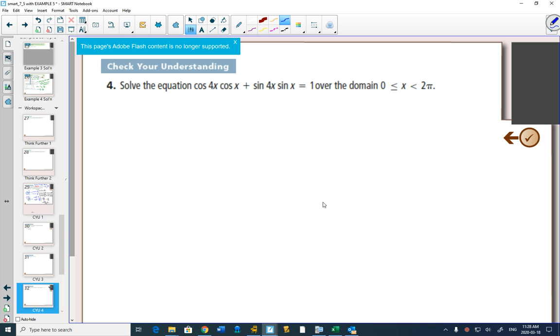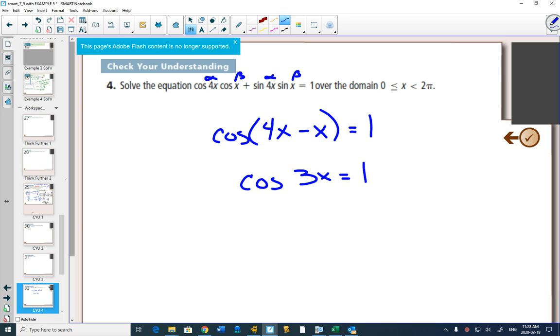So if I go, this is my alpha, this is my beta, this is my alpha, this is my beta, it matches up with the cos alpha minus beta formula. So you do that just because it does make the whole equation somewhat simpler. And we can simplify this, and we get cos 3x equals 1.